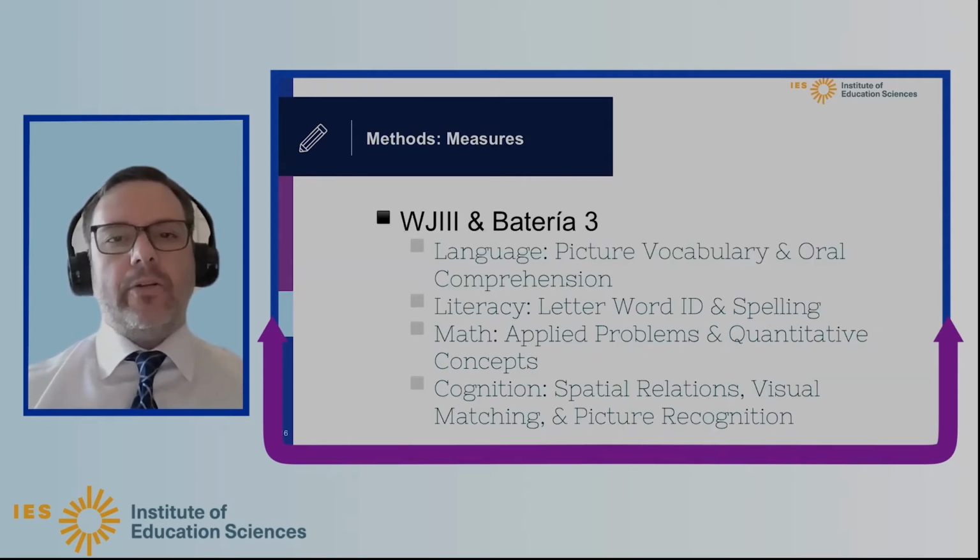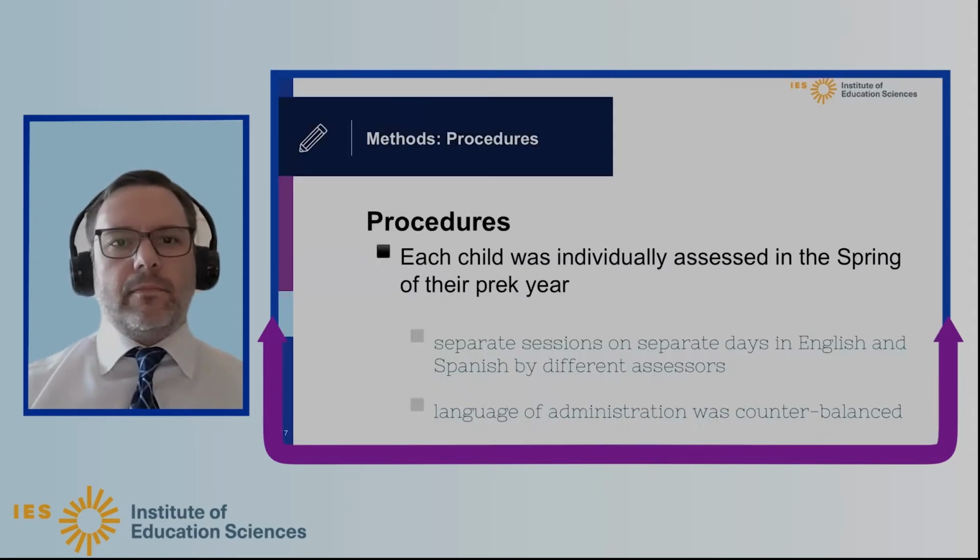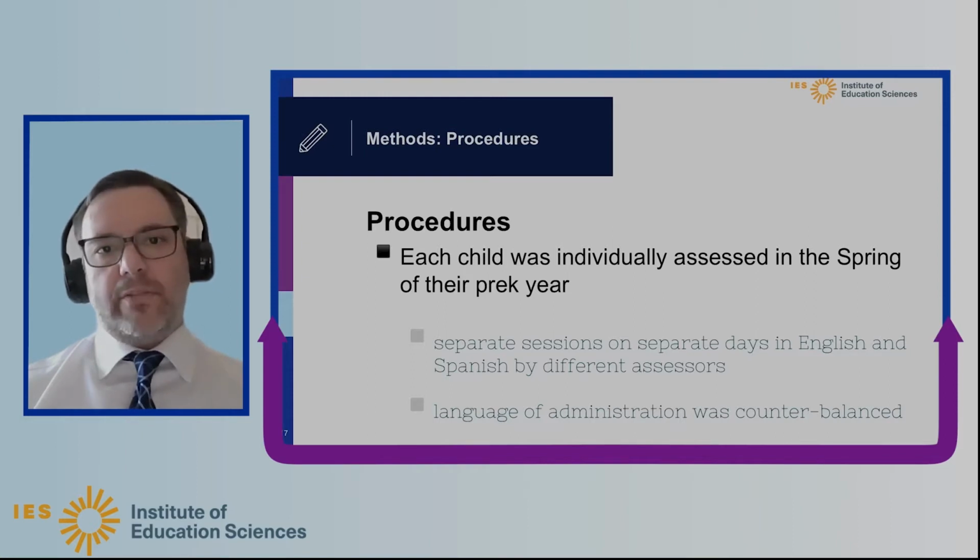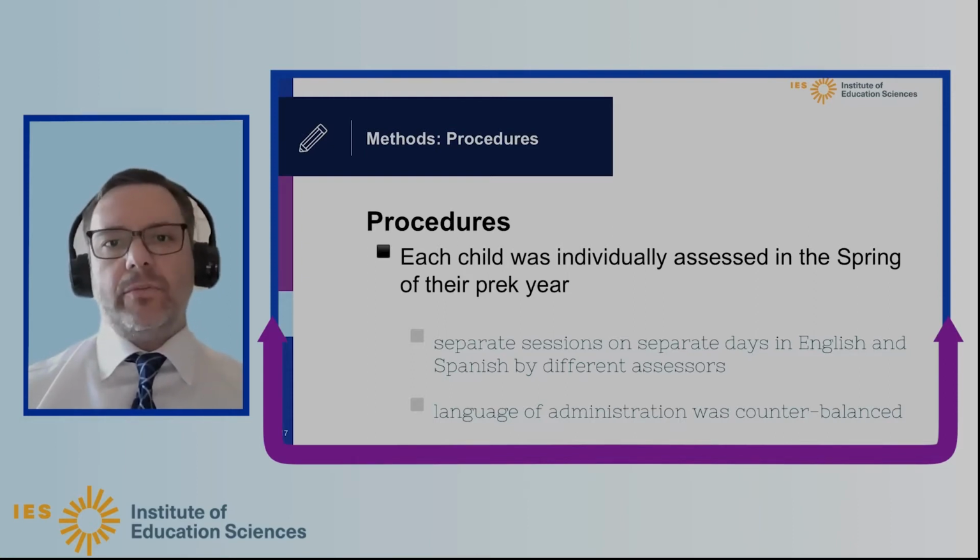During the spring, prior to each child's kindergarten school year, they were assessed with age-appropriate subtests for language, literacy, math, and cognition in English using the Woodcock-Johnson 3 and in Spanish using the Bateria 3. In total, 9 English and 9 Spanish subtests were administered to each child. So we want to emphasize that the English and Spanish measures were administered individually during separate sessions that occurred on separate days by different assessors. And each assessor was instructed to only speak to the child in their assigned language, regardless of their bilingual proficiency. In addition, the language of assessment administration was counterbalanced such that half the children were assessed in English first, and the other half were assessed in Spanish first.